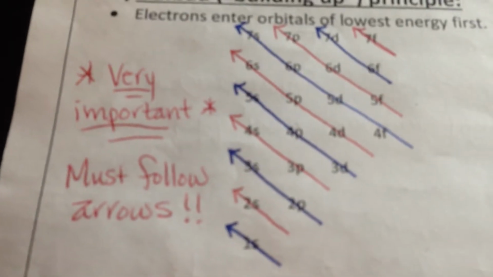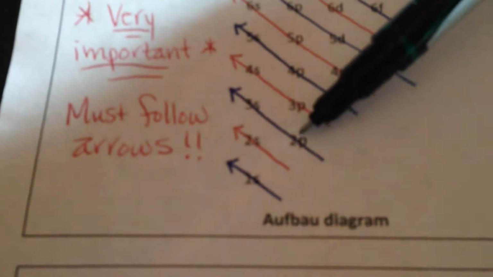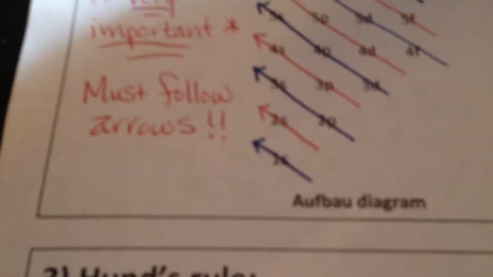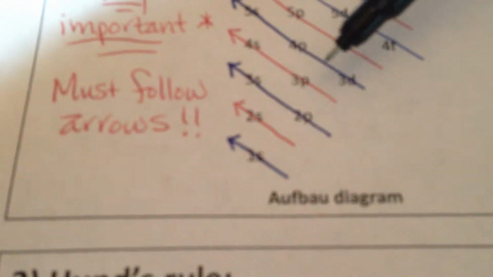Come back over here. After the 2p, we then fill the 3s. 3s can only hold 2 electrons, so one going up, one going down. That now makes a total of 12 electrons in my picture. Still need to put some more in there, so after the 3s orbital, we come to the 3p orbital.